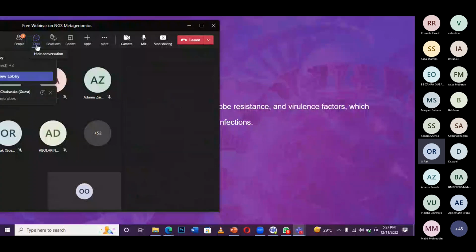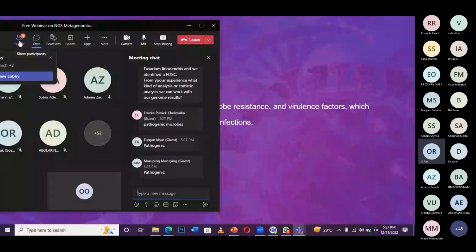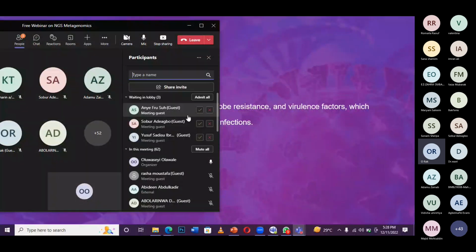That's amazing. I can see pathogenic, good, pathogenic microbes. Exactly. Thank you so much. All right, so this is an area of what? Pathogenic. Is this an area of microbial genomics that deals with pathogenic organisms? That is why it is called pathogenomics. It is coined from pathogenic and genomics.